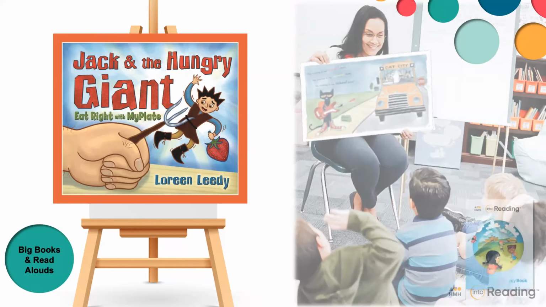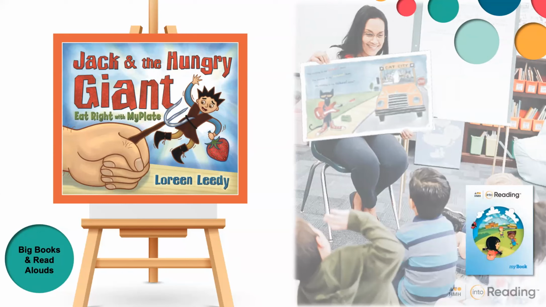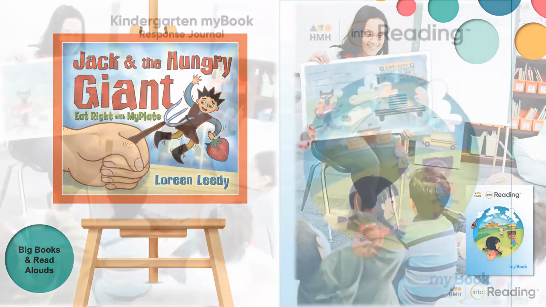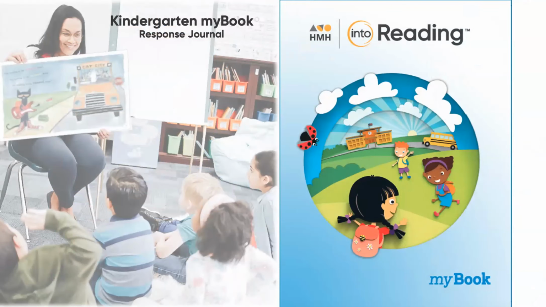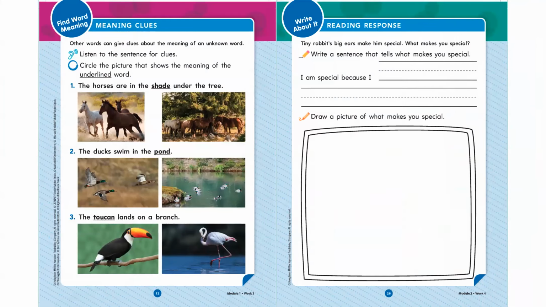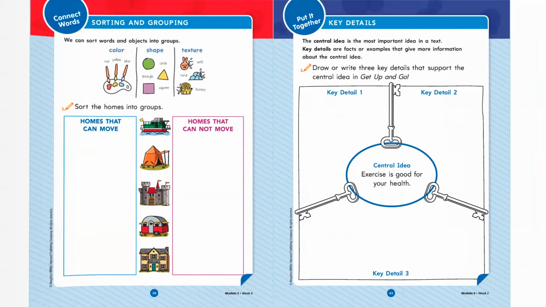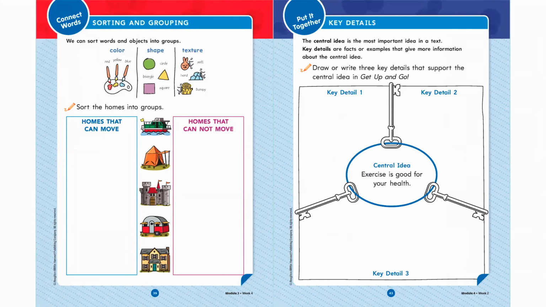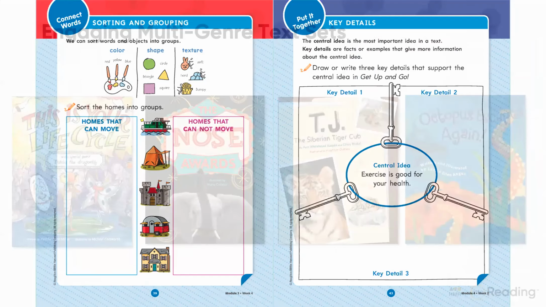In addition to the stories that their teacher shares with them, your kindergartner will have their own version of the My Book that serves as a response journal. The Kindergarten My Book is an interactive text that serves as a response journal for students. Students will practice and apply comprehension skills, draw or respond to the text, and review word learning strategies.